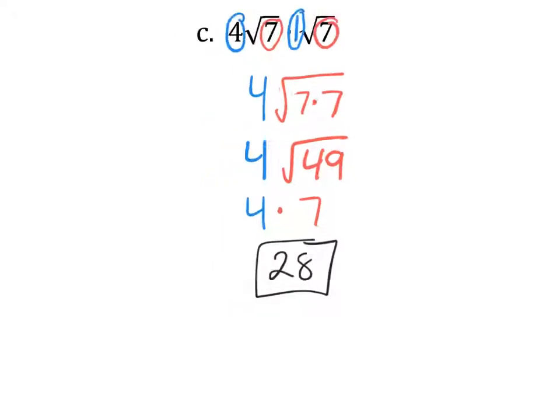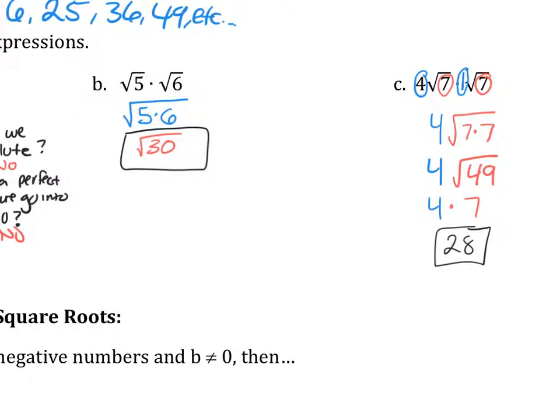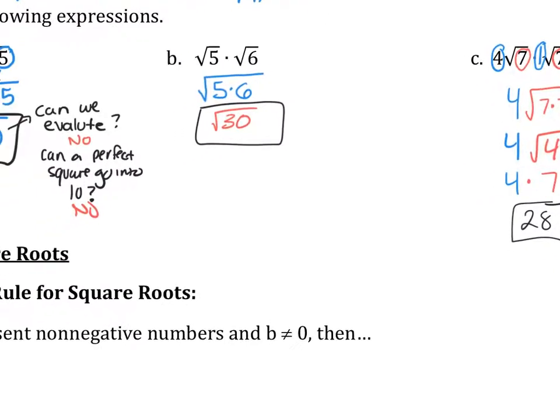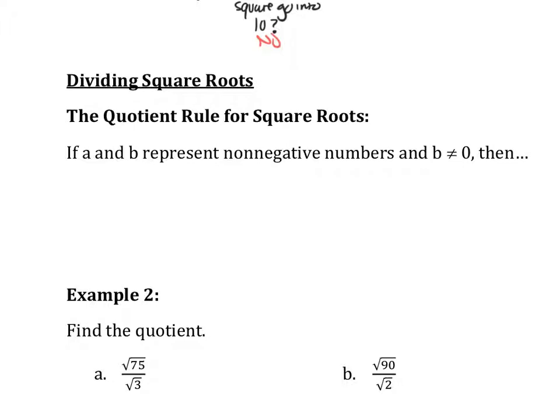Okay, any questions here? So let's just do some multiplication and then simplify like we did yesterday. Okay, so moving on then to dividing. We can use the quotient rule, which is very similar to the product rule. It's just dividing instead of multiplying.